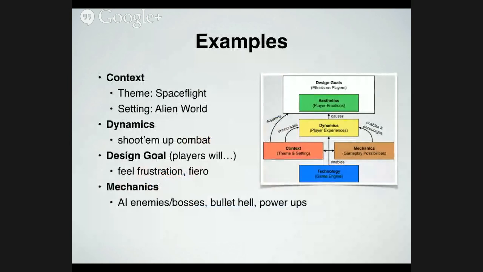So let's see a couple examples, thinking about mechanics now. So this is the one I showed you before, right? We had our spaceflight theme in an alien world, shoot 'em up combat, we're gonna feel frustration and Fiero, and we have these AI enemies to allow you to have combat, you have bullet health, maybe feel frustration, and we've got power-ups to maybe help you feel Fiero, you find some large exploding bomb and you can use it to wipe out the entire screen. That might give you a nice feeling.